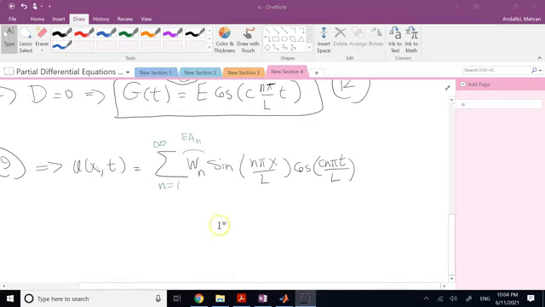So this is my solution u of x and t. So now let's go ahead and apply that final condition that we had, which was the initial displacement, and that was u at all position x and at time 0 was equal to that quadratic function. Remember, u at location x.